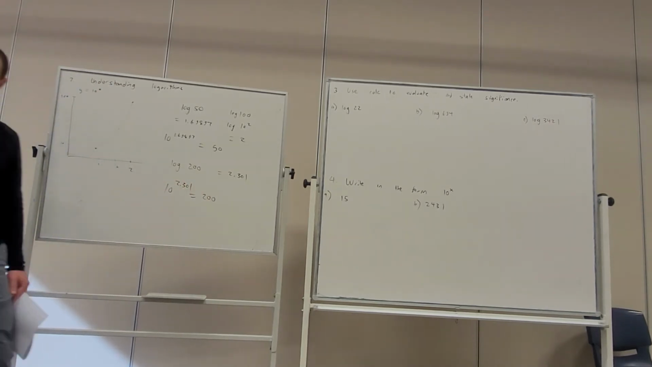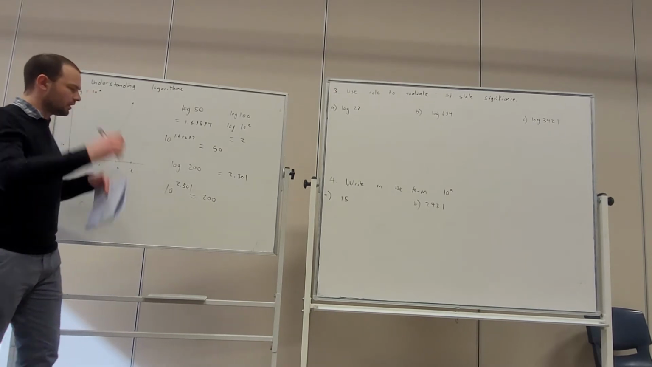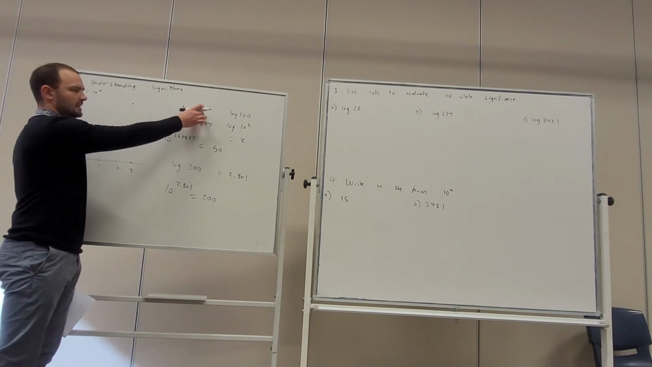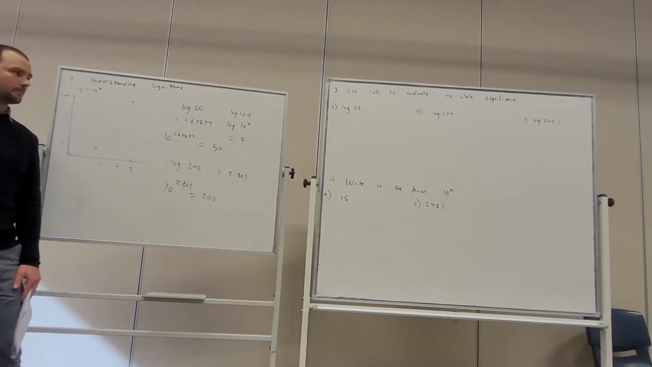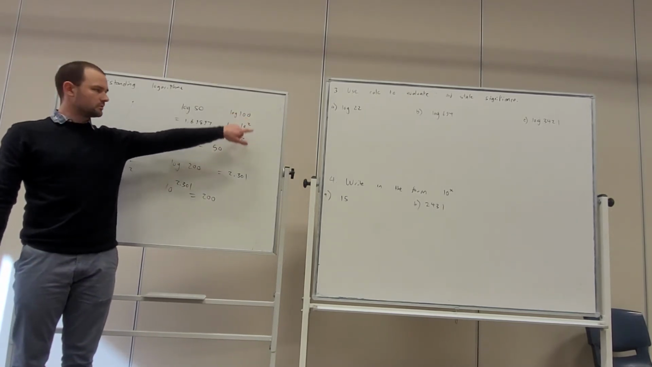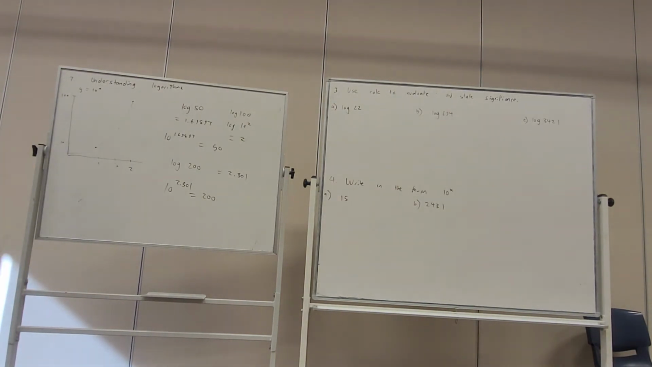So when you calculate the log of a number, it's determining 10 to the power of what is going to give you that number. So log of 50 means 10 to the power of what equals 50? Well, 10 to the power of 1.69897. Log 100 means 10 to the power of what equals 100? Well, 2. 10 to the power of 2 is 100. So that's what they mean. Use your calculator to figure these out.